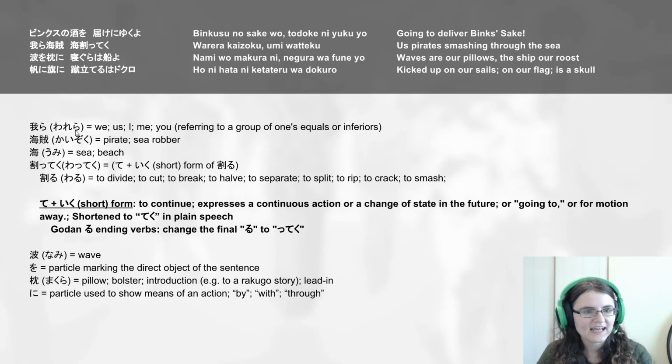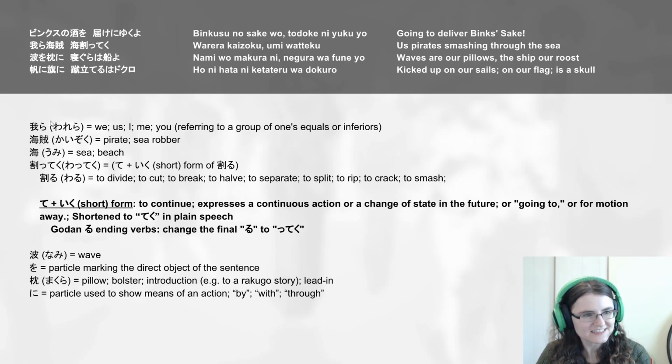So warera is we or us. It's like a group of people who are equal or inferior to you. I just feel like, kind of Kaizoku pirates, they're not fancy guys. So, Kaizoku is the pirate, sea robber. They use that a lot in One Piece.